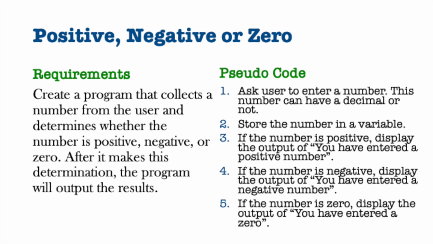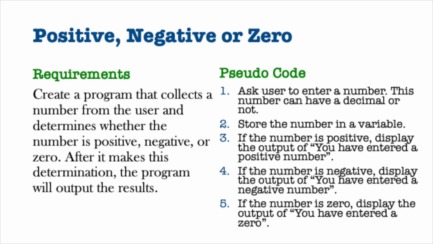So, for this try, we're going to have requirements that are creating a program that collects a number from our user, our person, and determines whether the number is positive, negative, or 0. And after it's made that determination, it's going to present some output. Now, if we think about the sequencing of this, our pseudocode would be something like this.